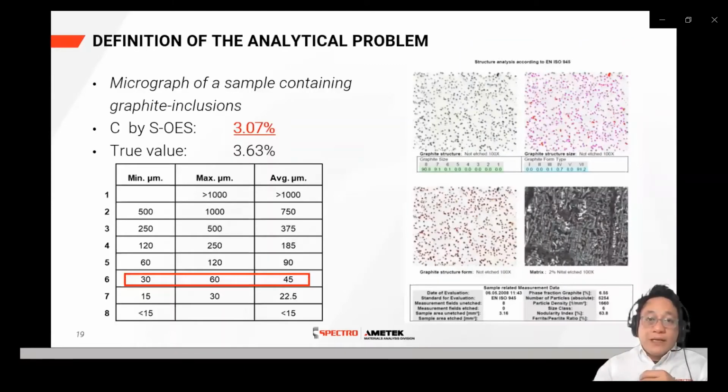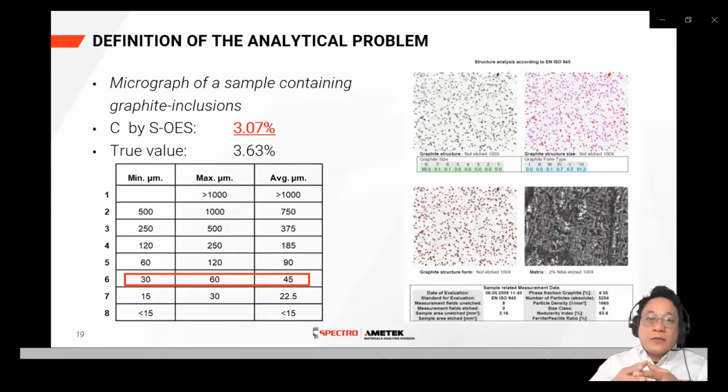So, let's take a look at the analytical problem we are facing with globular cast iron. On the right side, you can see a structure analysis result of such samples. Clearly, the graphite inclusions can be determined. The evaluation of the structure analysis is saying that the analyzed sample has a class 6 free graphite size. In the table on the left, we can see that for the class 6 size, we have an inclusion size from about 30 to 60 microns.